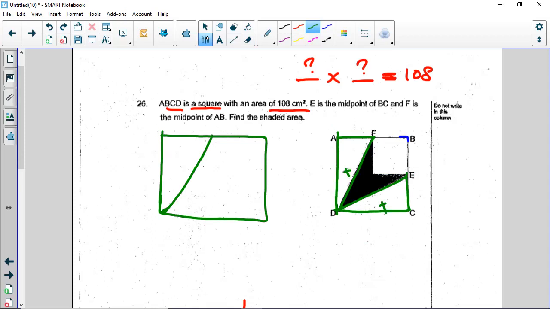How do you know they are identical? Because it's a square, right? A square has all sides equal. So this side and this side will be the same, and this side and this side are also the same. How do you know that? Because it's the midpoint. Midpoint means half. Okay, all right.